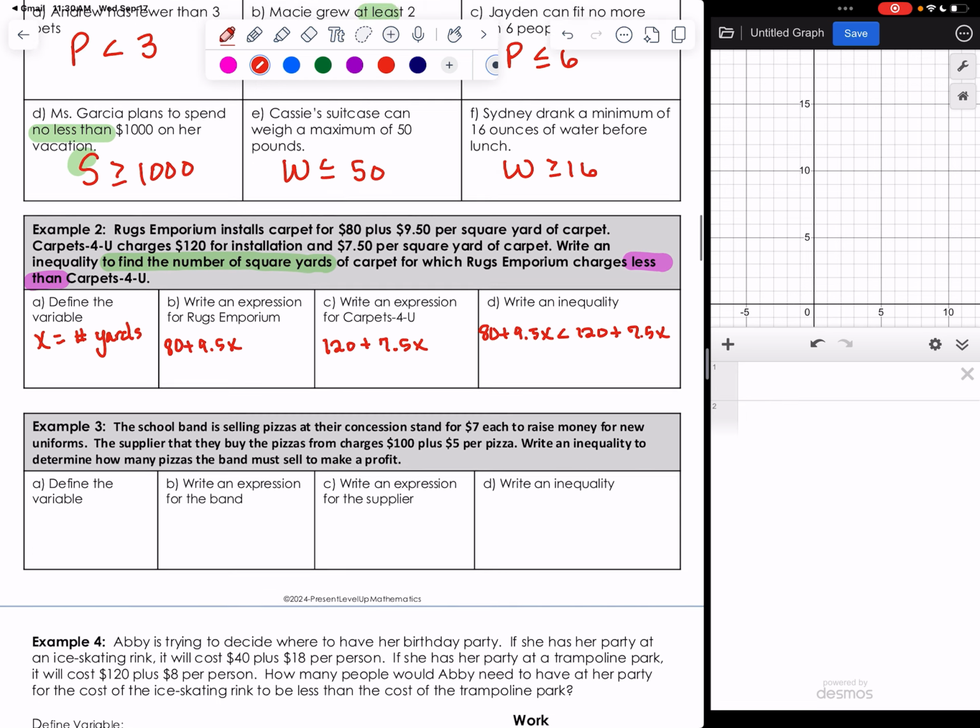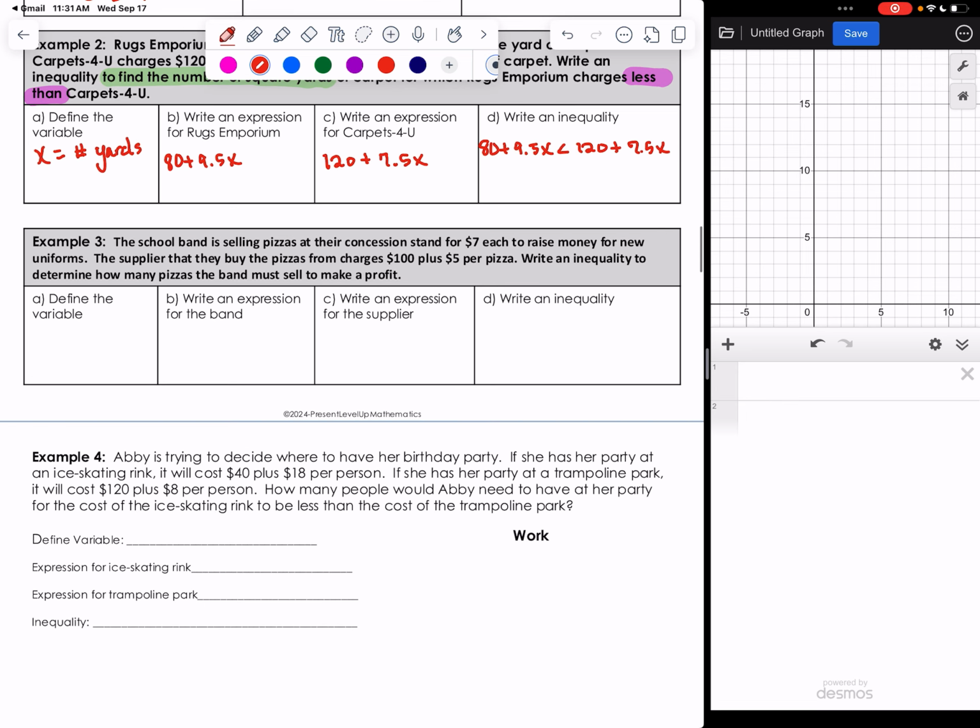Okay. Example 3. The school band is selling pizzas at their concession stand for $7 each to raise money for new uniforms. The supplier that they buy the pizzas from charges $100 plus $5 per pizza. Write an inequality to determine how many pizzas the band must sell to make a profit. So in problem A, they want you to define the variable.